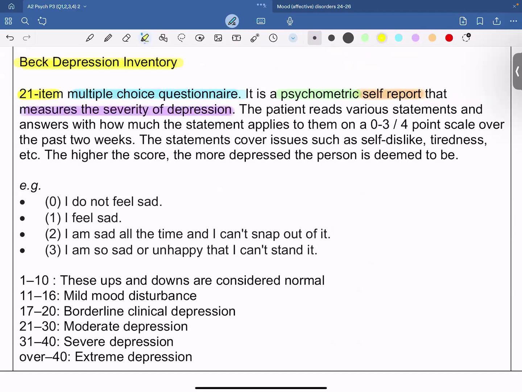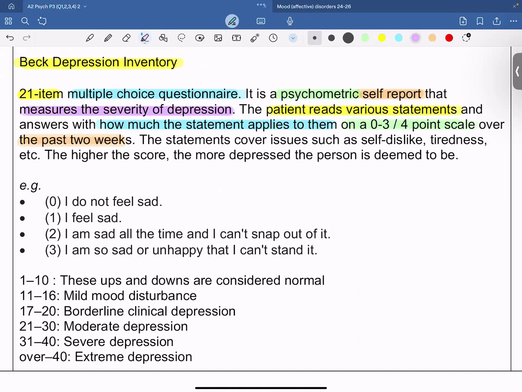The patient reads various statements and answers with how much the statement applies to them, on a scale of 0 to 3, or a 4-point scale, over the past 2 weeks.